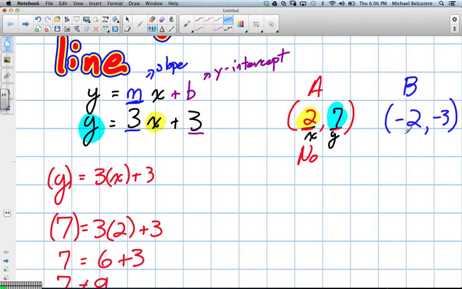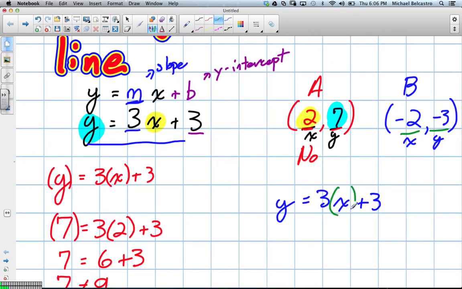Well, let's test point B. Again, like you said, this is the x value, this is the y value. So we use the exact same equation. Again, we have y equals 3x plus 3. And we said we're going to replace, and I'll change the color so it's a little nicer, easier to see.